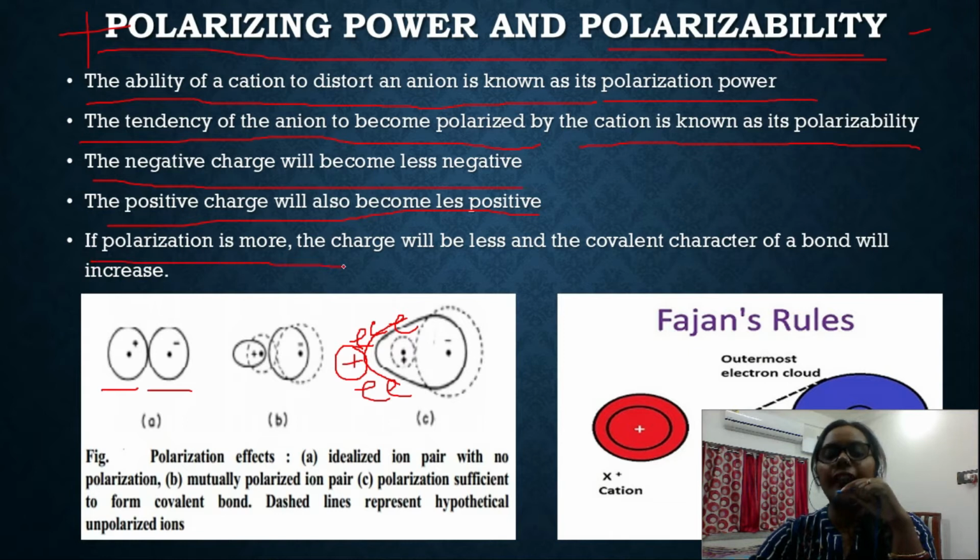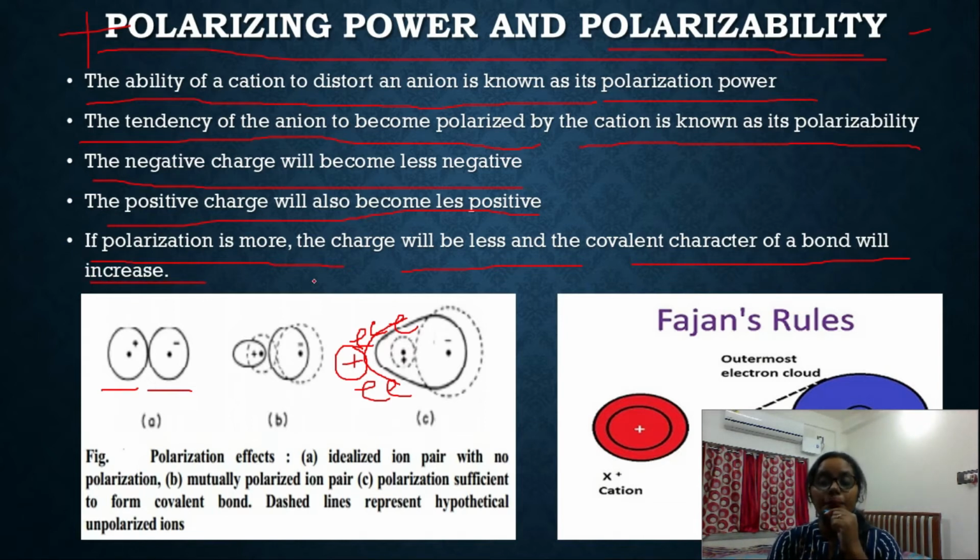So if polarization is more, the charge will be less and the covalent character of a bond will increase, and this polarization will decide whether the bond will be covalent or ionic. If the polarization is more, the charge will be less. That means the positive and negative elements are bonded with a covalent bond. Covalent character will be high. Understand? So this is called polarizing power and polarizability.